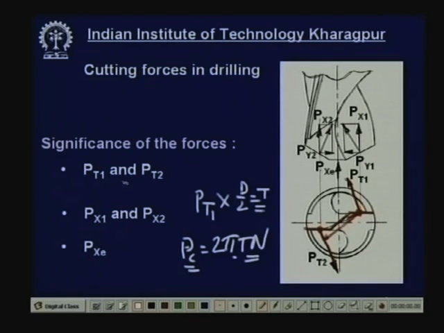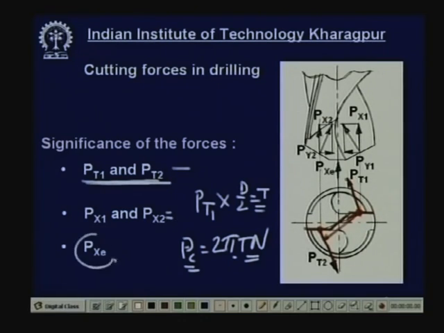So, what is the significance of the forces? You see Pt1 and Pt2, they are very large in magnitude and they help in determining the torque as well as the power component. Px1 and Px2 work simultaneously in the same direction, so they give us the total axial force.